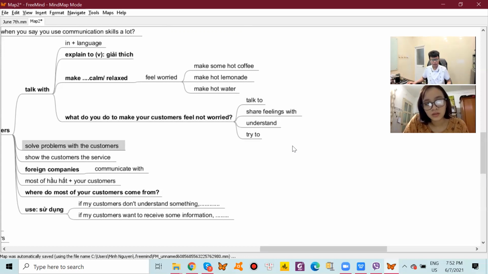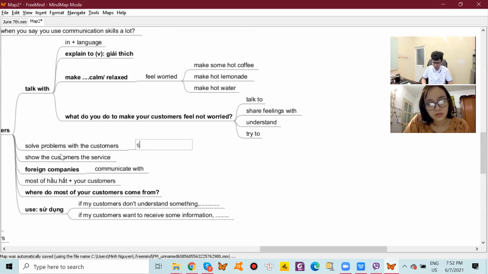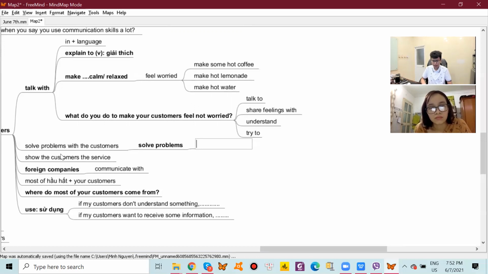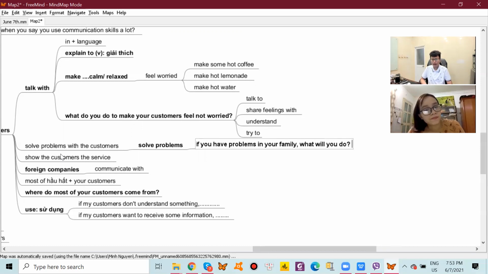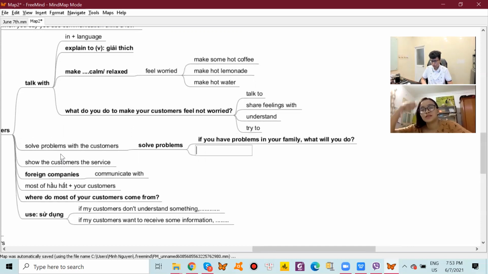So here, let's talk about solve problems. We have the action verb solve problems. So Miss Daniel, if you have problems in your family, what will you do? If you have problems in your family, what will you do, Miss Daniel? You will do what?